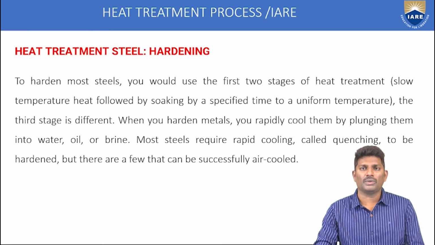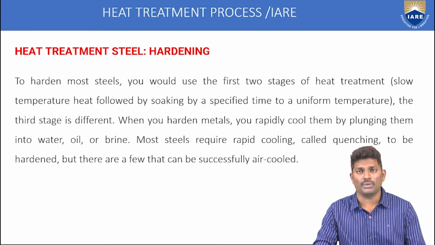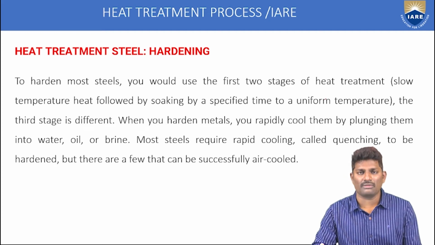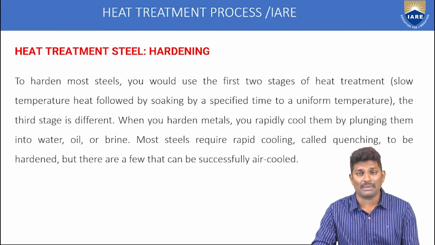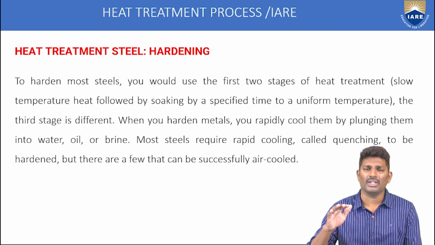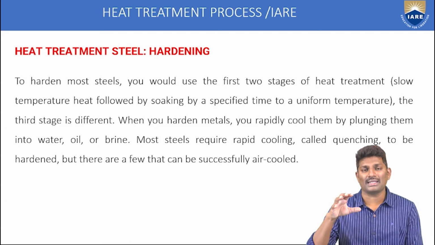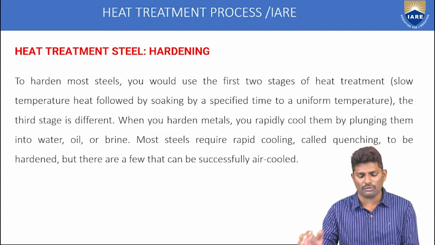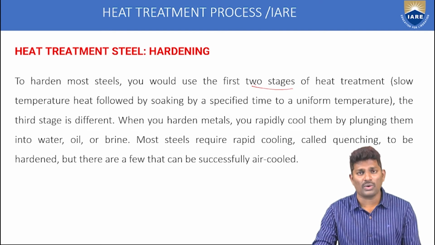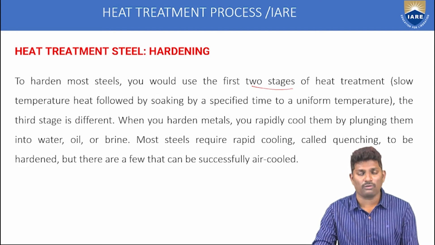So to harden most steels, you would use the first two stages of heat treatment. So what are the first two stages? Slow temperature heating followed by soaking for a specific time at uniform temperature. So in order to achieve the exact hardness of the materials, we need to follow the two stages of heat treatment. So the first one is what? Slow temperature heating followed by soaking for a specified time.